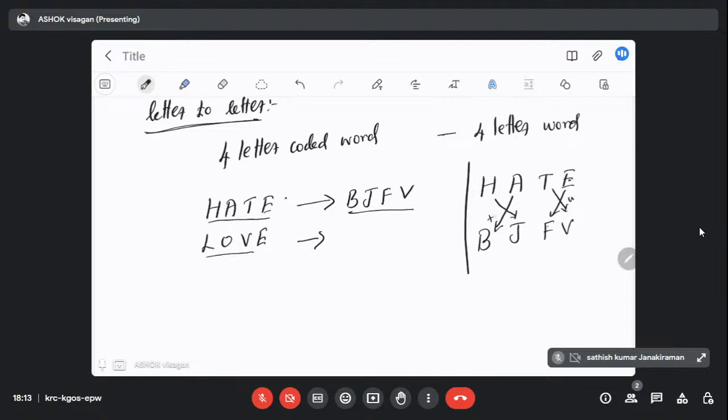A, next letter is B, plus 1. H, I, J, plus 2. E, one letter is F. T, U, V, two letters is V. So this is the logic.